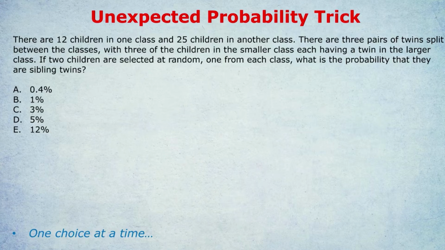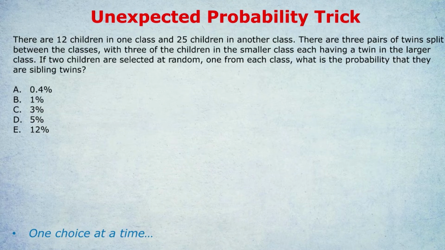There are 12 children in one class and 25 children in another class. There are 3 pairs of twins split between the classes, with 3 of the children in the smaller class each having a twin in the larger class. If 2 children are selected at random, 1 from each class, what is the probability that they are sibling twins?